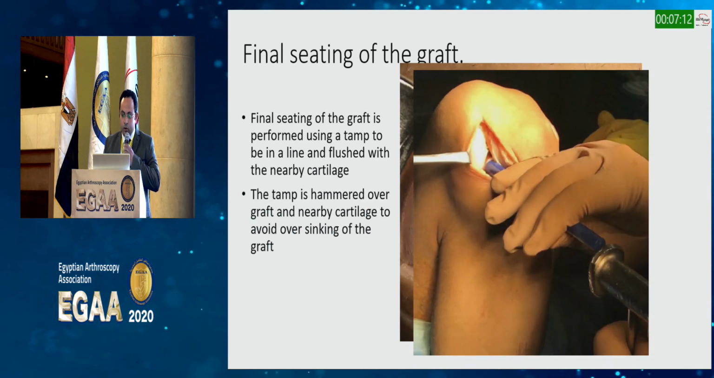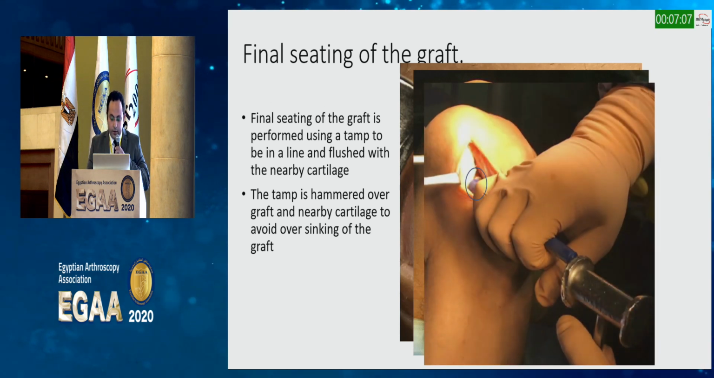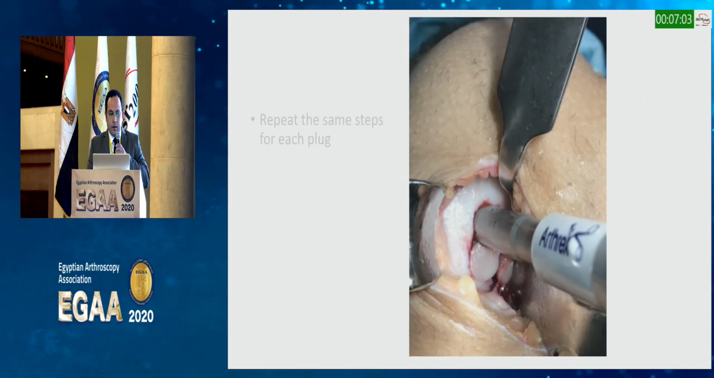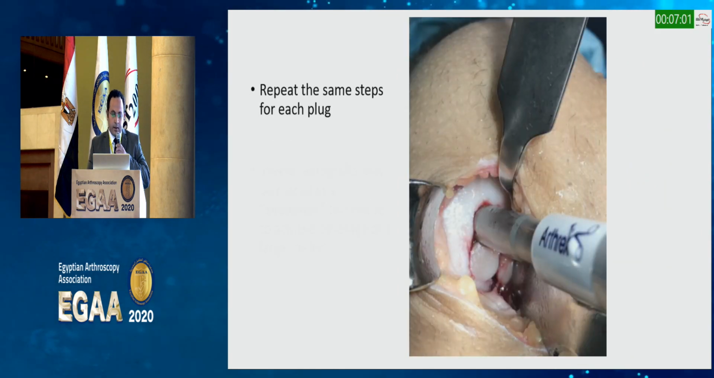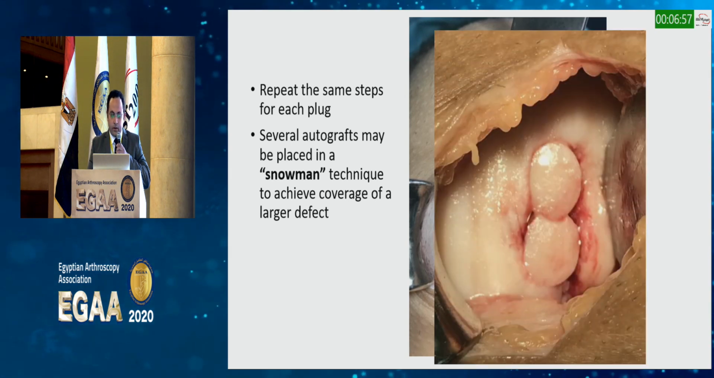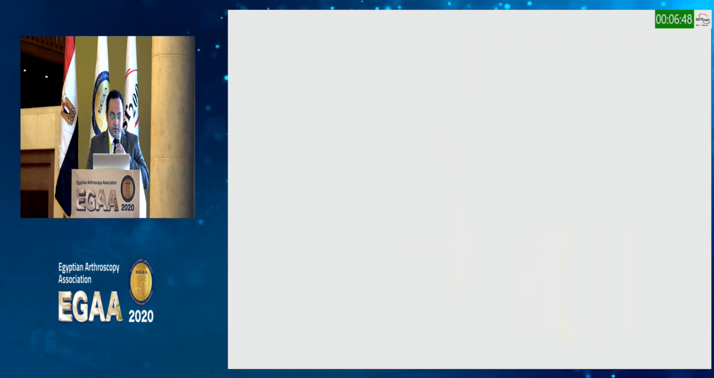The tamp is hammered over the graft and the nearby cartilage to avoid oversinking of the graft, like here. Repeating the same steps for each plug in a larger defect, we may use a snowman technique or interlock the grafts to decrease the interstices, which are filled by fibrocartilage, and maximize the hyaline cartilage surface.